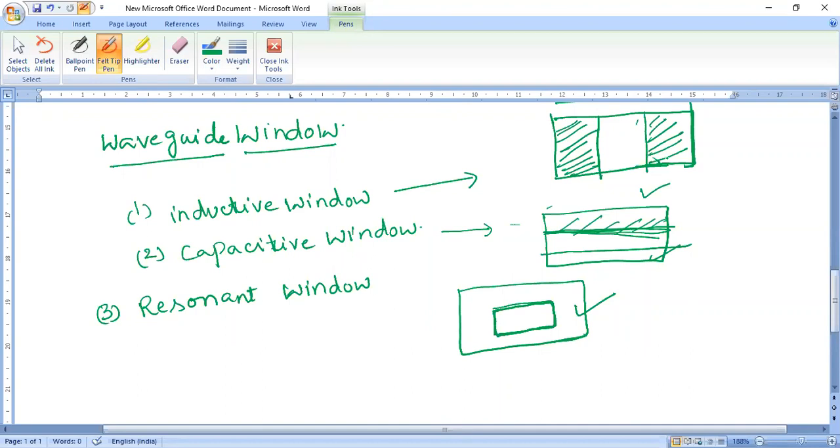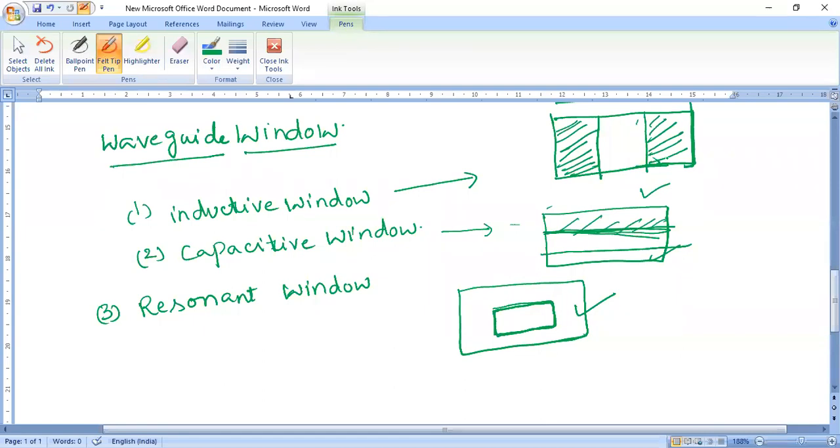These are the three major waveguide windows. One is the inductive window: if the metal sheets are placed parallel to the narrow or side walls of the waveguide, then it will add inductive susceptance. If you are placing them on the broader walls of the waveguide, then it will give capacitive susceptance. If you are making a rectangular shape parallel to the waveguide, then it acts as a resonant window, and the circuit acts as a band pass filter. These are about waveguide windows.